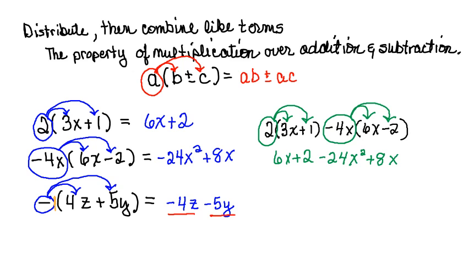Now I have to find like terms. I always like finding the largest power first, and so we have a negative 24x squared. Then I go through and find all the things that have a power of 1. So we have a 6x plus an 8x is a positive 14x. And then we have the positive 2. I like to go highest power and work my way down.